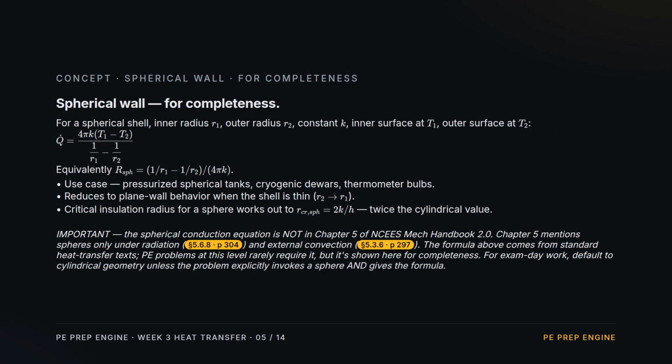Spherical wall, for completeness. Q dot equals 4πk times delta T over 1 over R1 minus 1 over R2. Same shape as the cylindrical formula. Important caveat: this equation is not in Chapter 5 of the Handbook, which mentions spheres only under radiation and external convection. Standard textbook material, not handbook cited. Default to cylindrical unless a problem invokes a sphere and supplies the equation.